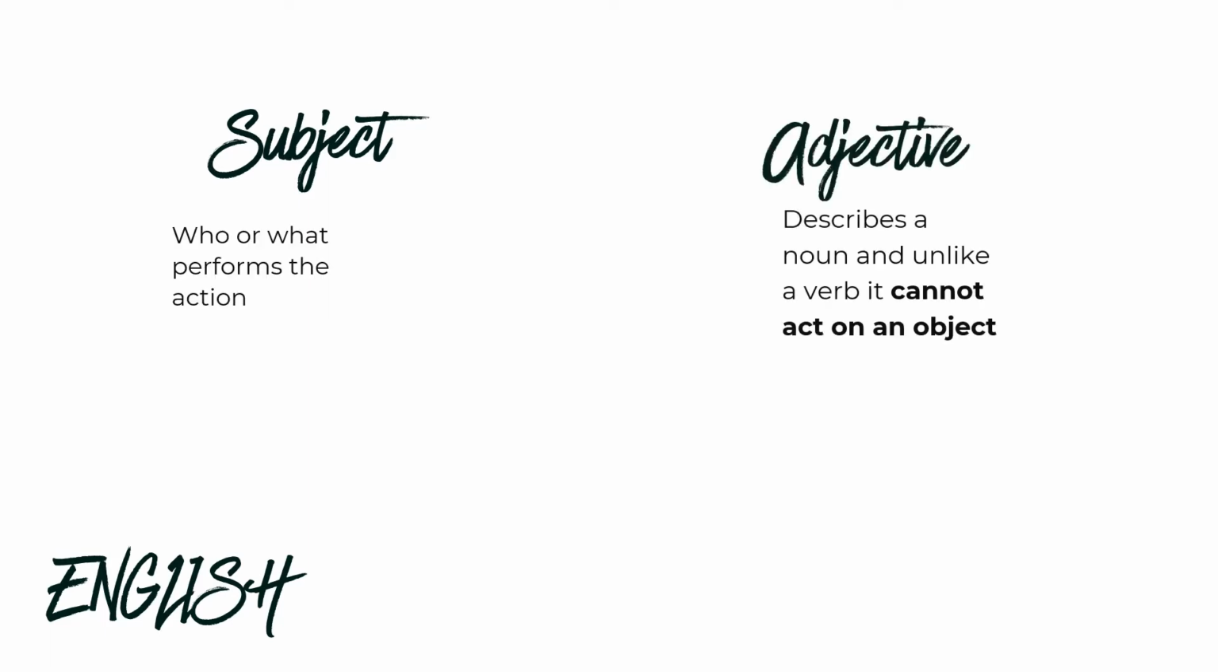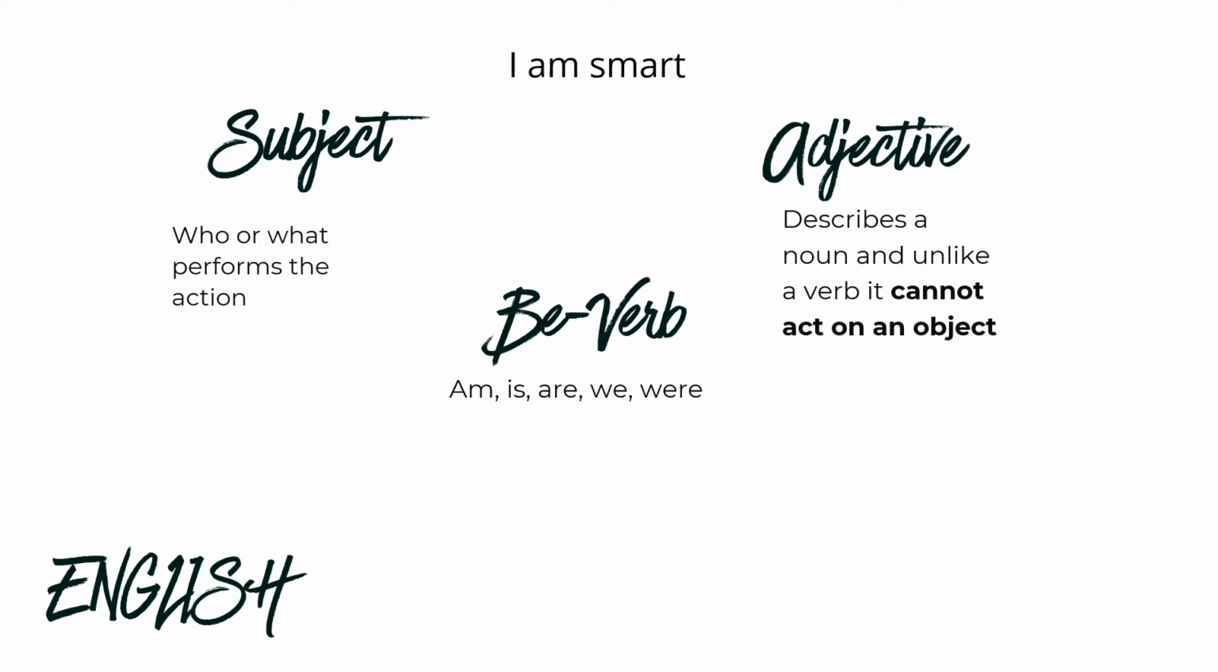Aside from verbs, we can also use adjectives in basic sentences. First, what is an adjective? An adjective describes a noun, but unlike a verb, it cannot act on an object, much like the intransitive verbs that we had a while ago, right? So instead, we use be verbs to indicate the state of being. Our be verbs are am, is, are, was, and were. So for example, we have the sentence, I am smart. I there is our subject, smart is the adjective, and of course, the verb is am, which indicates our state of being, meaning right now, and I am talking about myself.